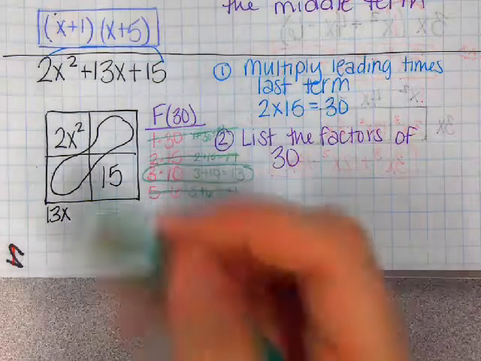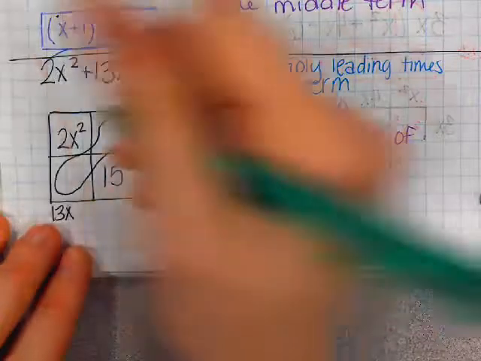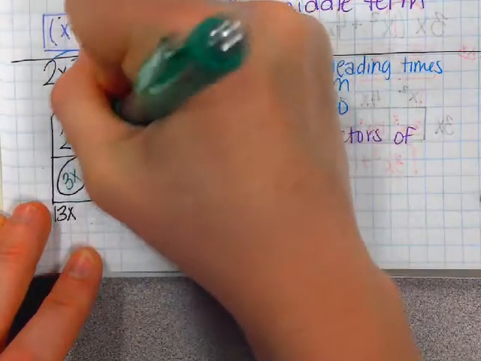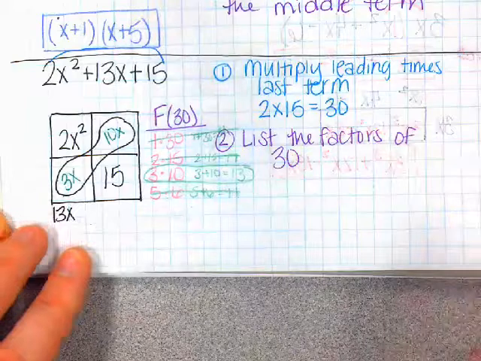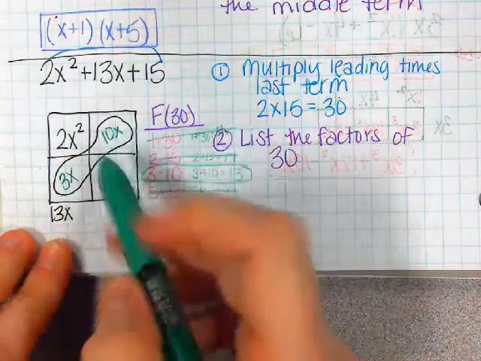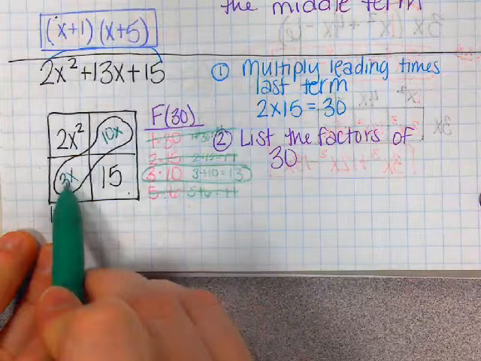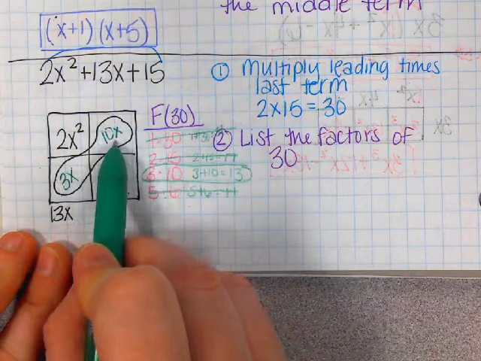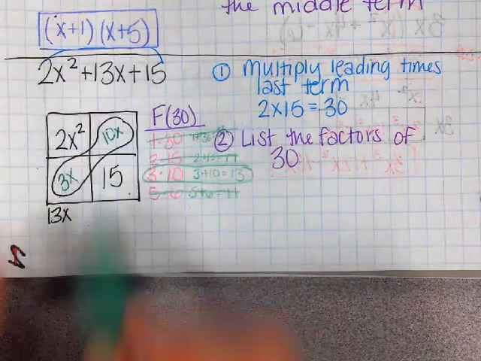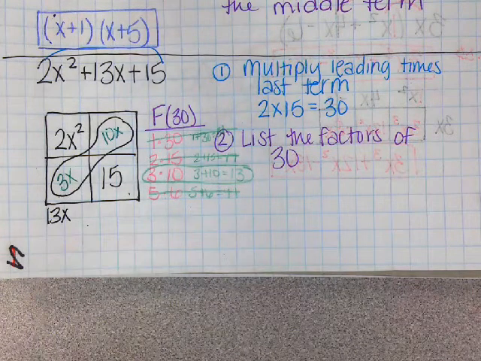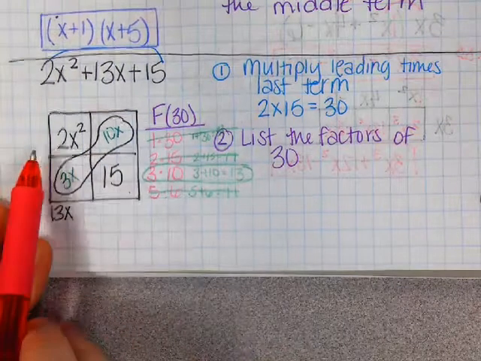Okay, now you're going to take that information and place it in the boxes. So in those two middle boxes, we have a 3x and we have a 10x. Okay, so place that information. I just took 3x and 10x, and that's what has to be in here.